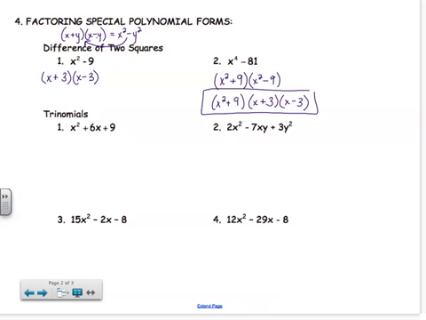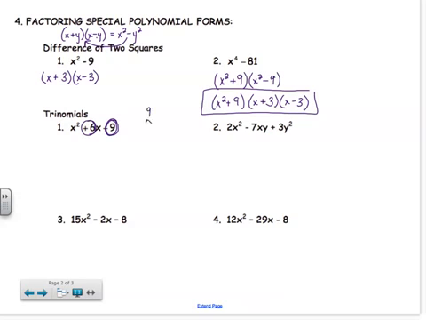Now with trinomials, there's really a couple different methods you can use. One I call the sum and product. Sum and product says that this only works whenever the coefficient on your first term is 1. So we're going to try it with number 1. We're looking for factors of 9, our product, that add to 6.